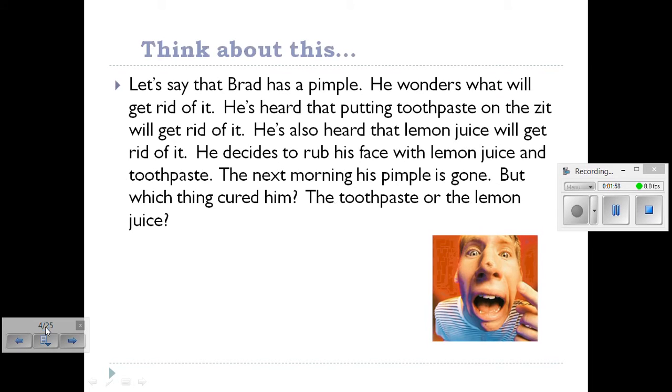All right, now let's think about this. Let's say that Brad has a pimple. He wonders what will get rid of it. He's heard that putting toothpaste on the zit will get rid of it. He's also heard that lemon juice and toothpaste will help get rid of it. The next morning, his pimple is gone. But which thing cured him? The toothpaste or the lemon juice?